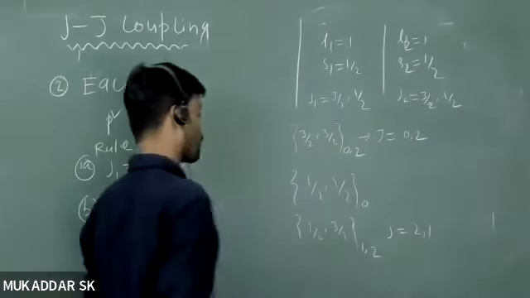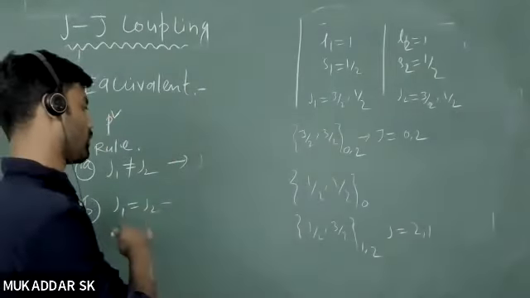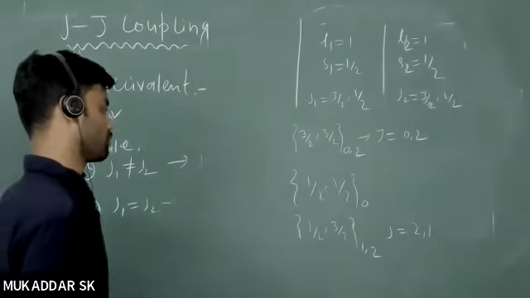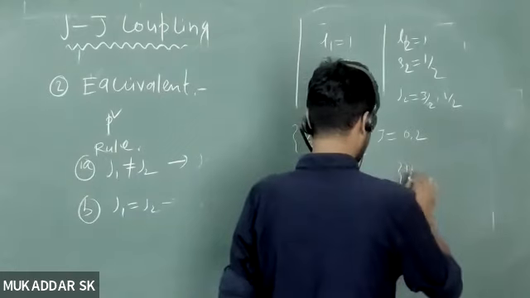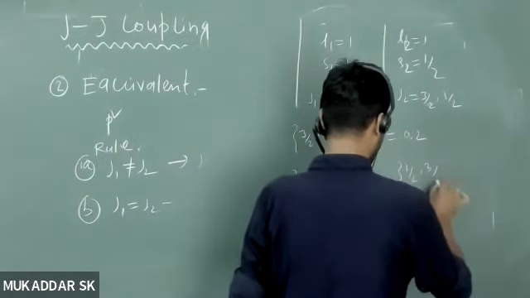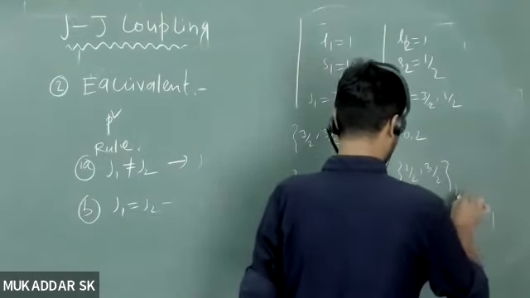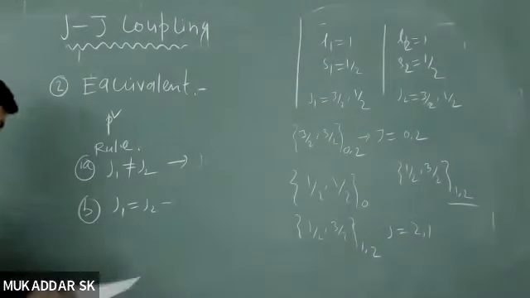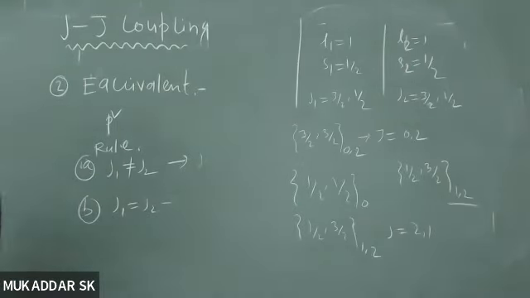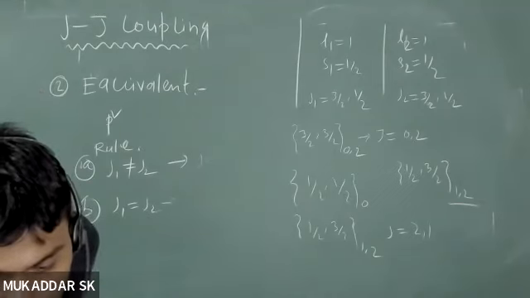And you can take another combination, that will be 3 by 2 and 1 by 2. Again it will give you the same. So you can take this combination also, but they are degenerate. 1 by 2, 3 by 2, again you will get j equals to 1, 2. Is this part clear to all? Yes, sir.